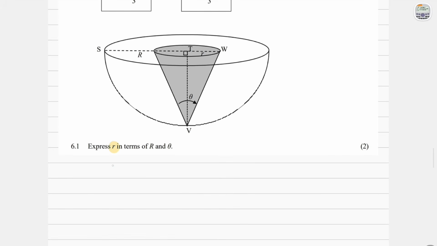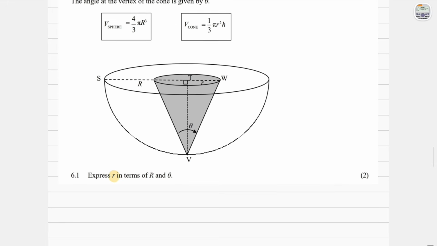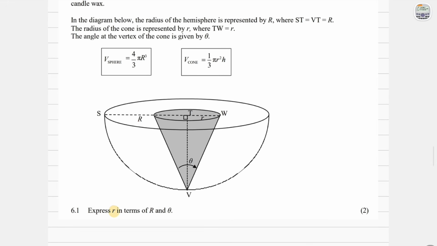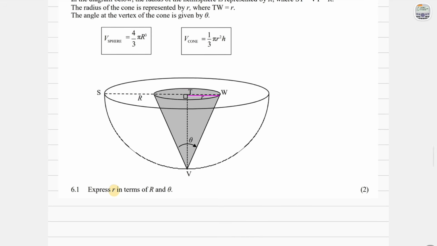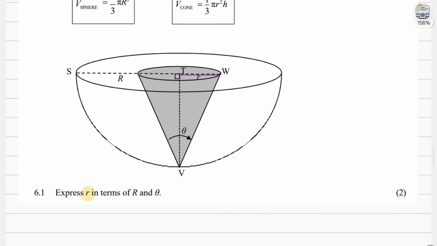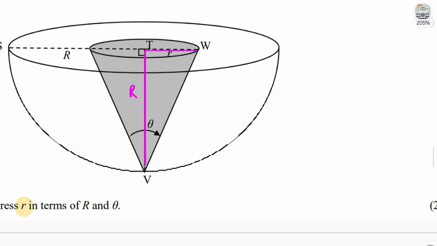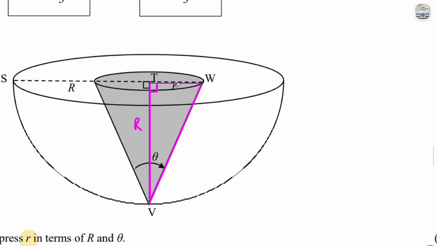When they're asking you to express something in terms of other things, they're saying find an equation for r, and your answer should include R and theta. So let's look at how we can do that. They want us to express r, which is this, in terms of big letter R and theta. Remember how TV is equal to ST, which is equal to R. So this is also R, meaning we can use this shape over here. We have a 90-degree angle over here, and we can use this triangle that we see here, and express r in terms of it.